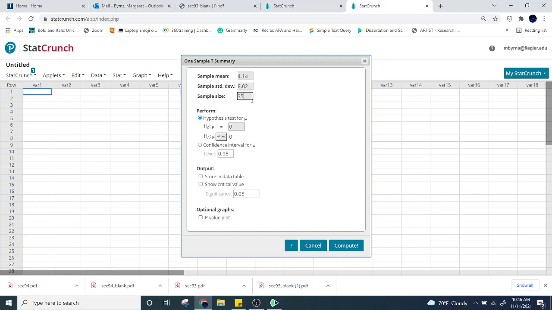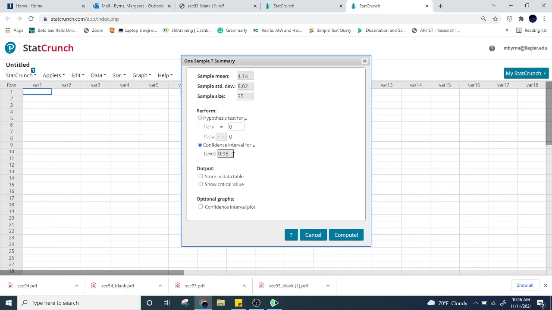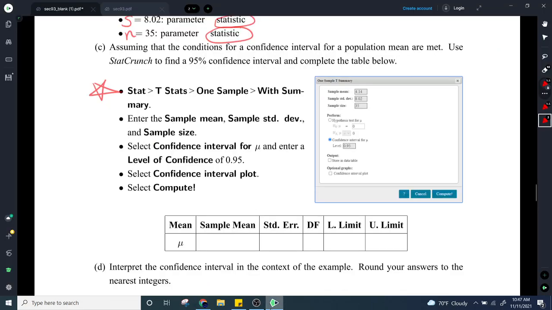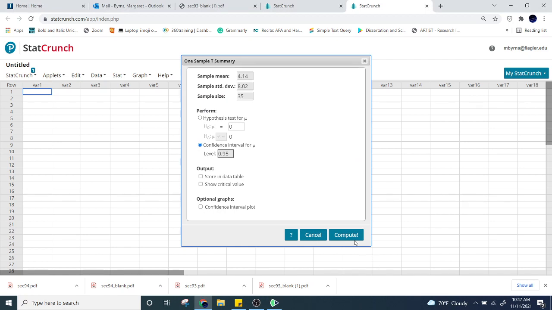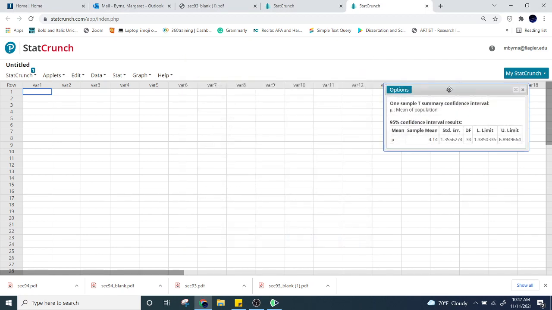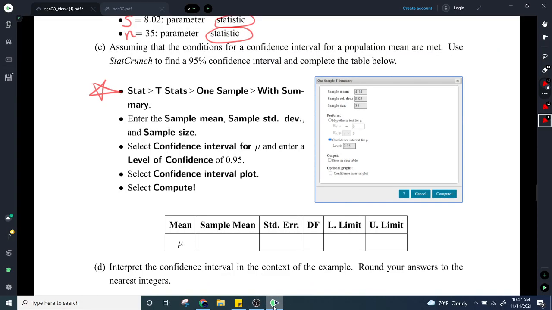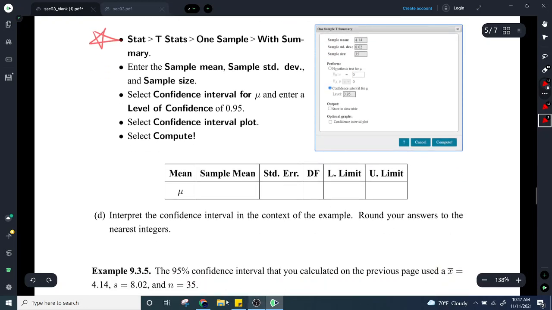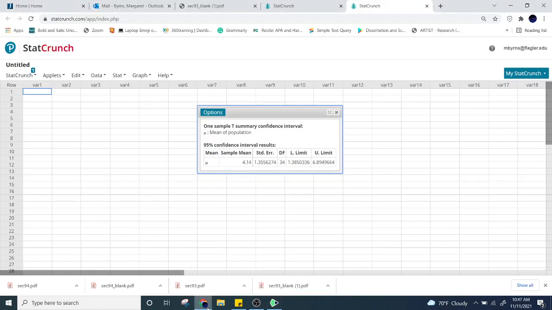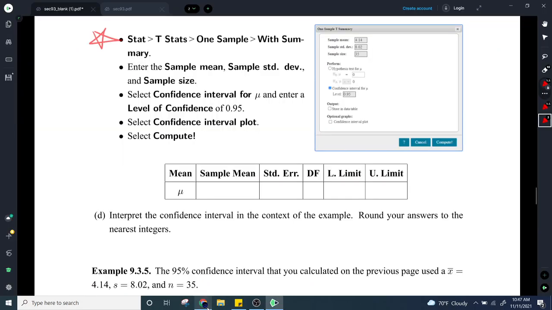We're really not going to do a whole lot with the t-star values by hand. StatCrunch is going to do this for us most of the time, and as long as you know the sample size, you should be good to go. They asked for, I believe, a 95% interval, so I'm going to leave this at 95, and I'm going to hit compute. And here's what I get from StatCrunch. This is the important information right here. So let's go ahead and fill in this table. My sample mean, they gave that to us again, but we already knew it. It was the 4.14 number.